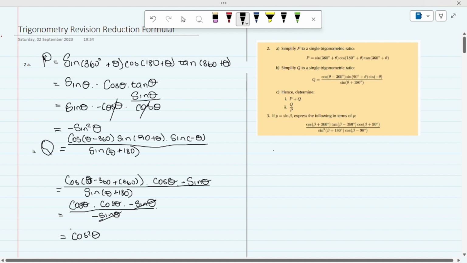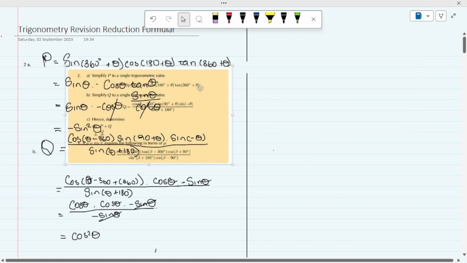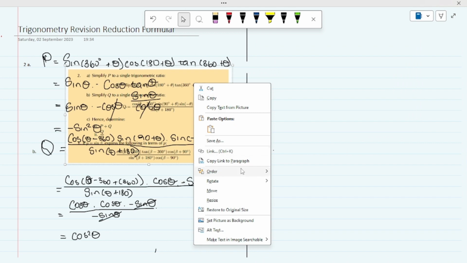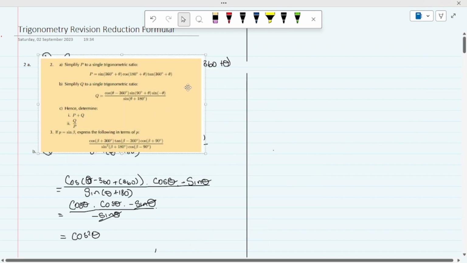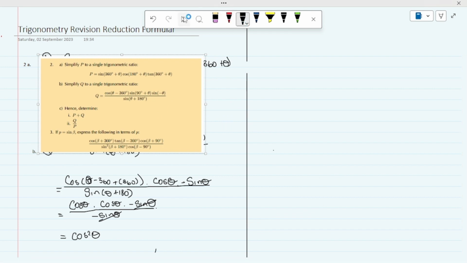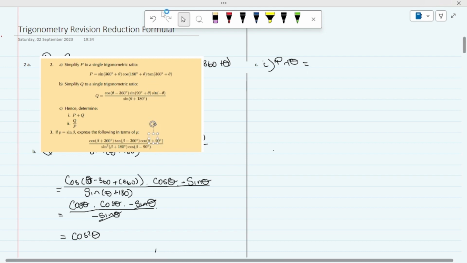Alright, so now let's do number C. Number C says, hence you need to determine P plus Q. Alright, so P plus Q is gonna be what?